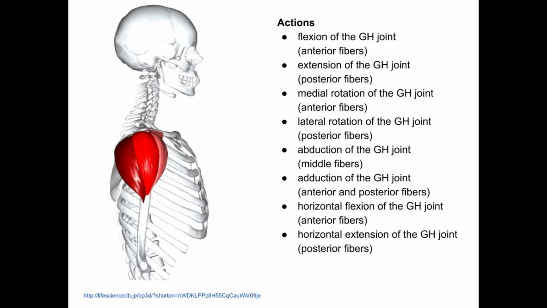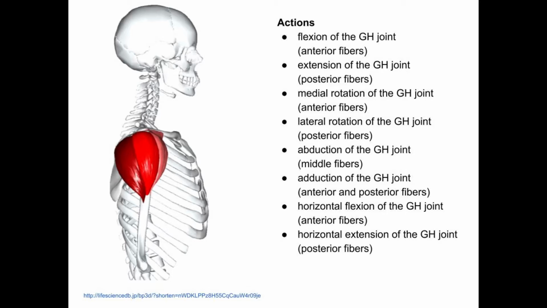The middle fibers are lined up to do abduction of the GH joint. From a frontal plane view, they would pull the humerus laterally or away from the midline of the body along an anterior-posterior axis. Therefore, middle fibers can do abduction of the GH joint.